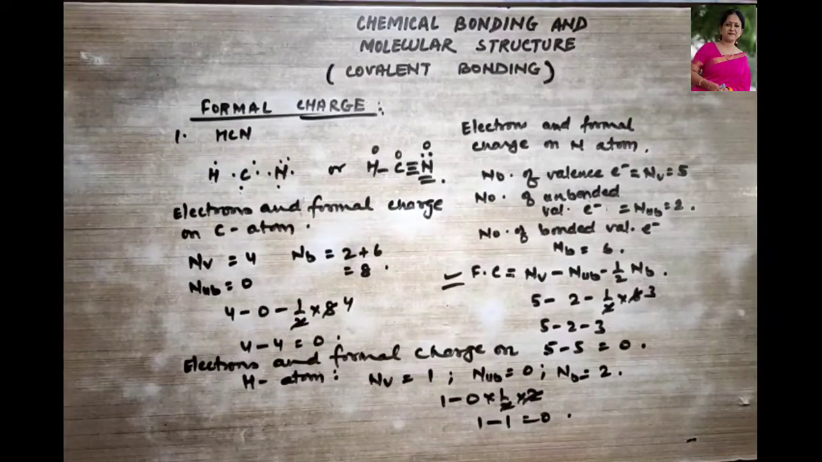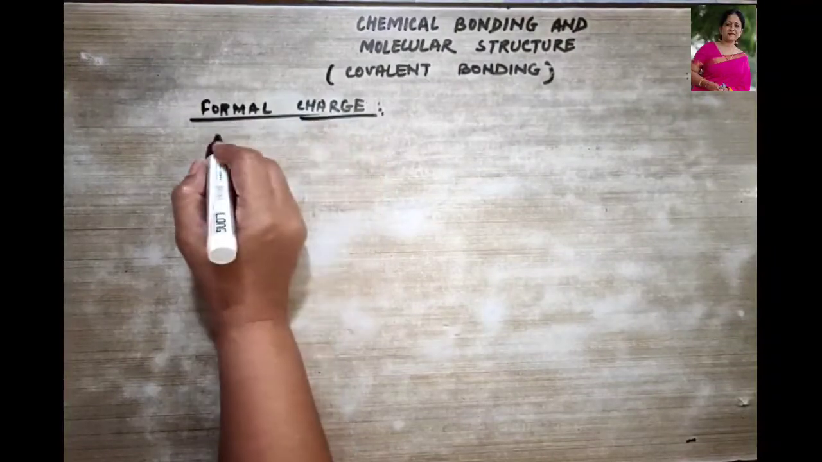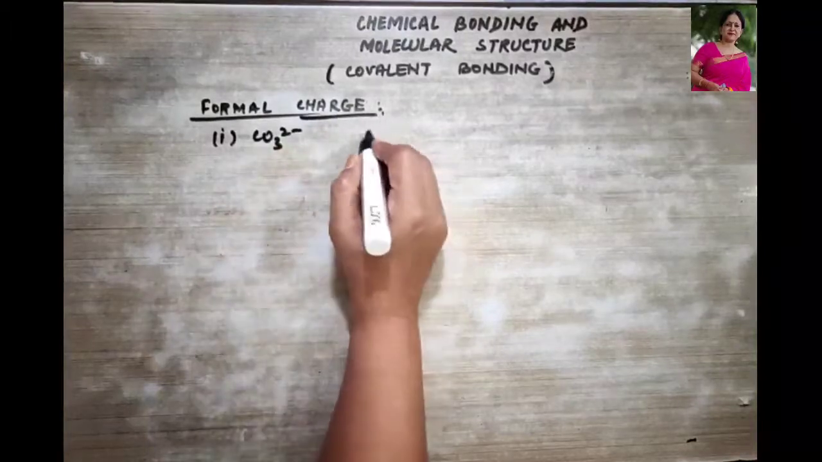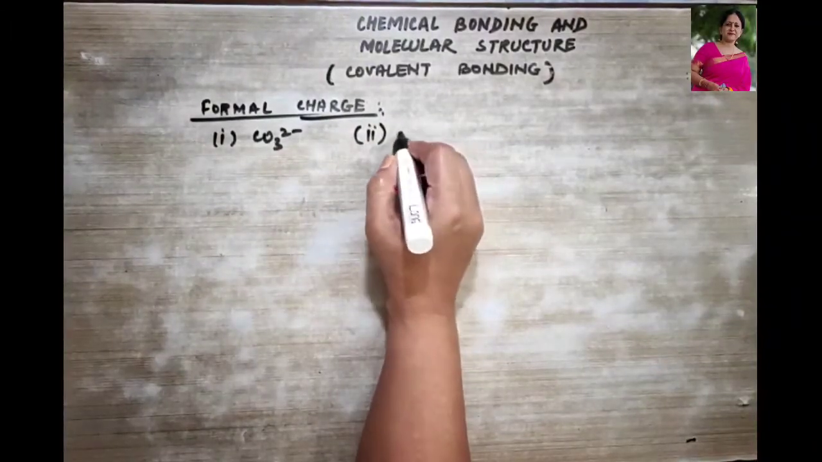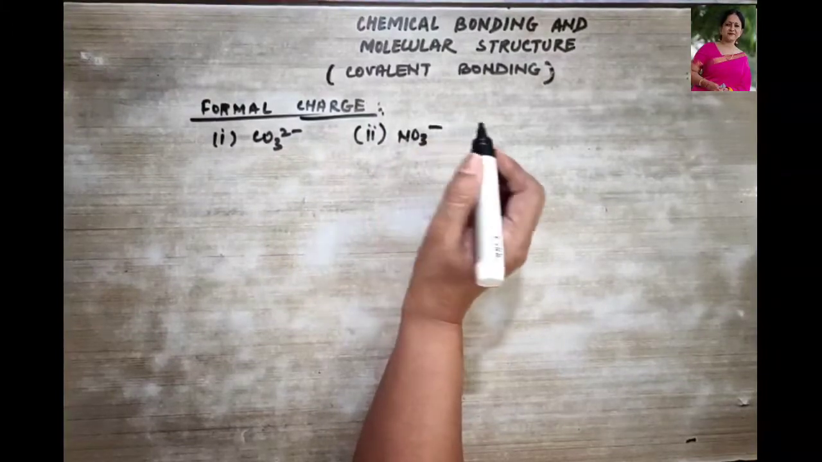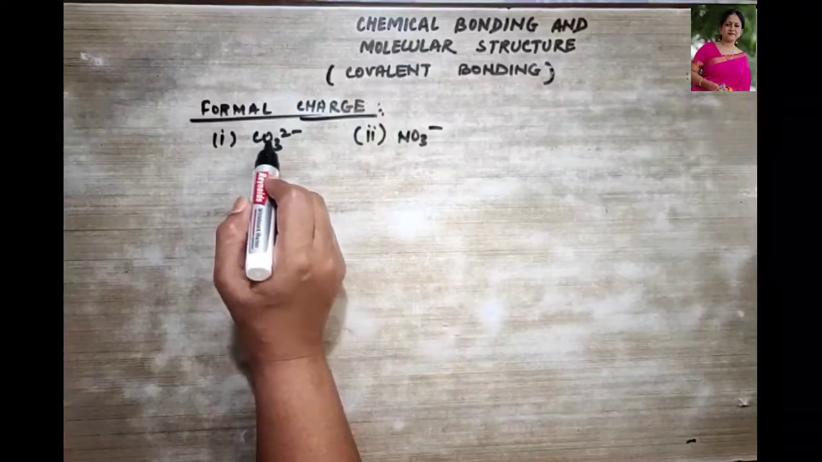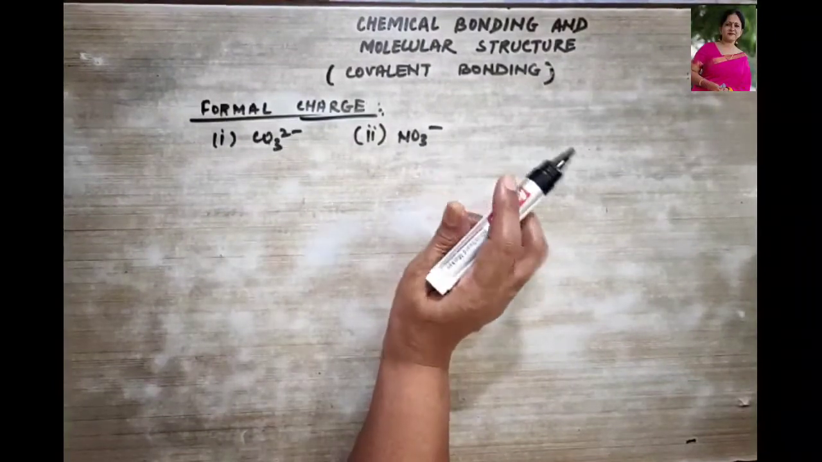Now I am going to give you a little homework and then wind up today's video. You have to find the formal charge for number 1, a carbonate ion, and the formal charge on the nitrate ion. Here you have to find the formal charge on carbon as well as oxygen, and here on nitrogen as well as oxygen.